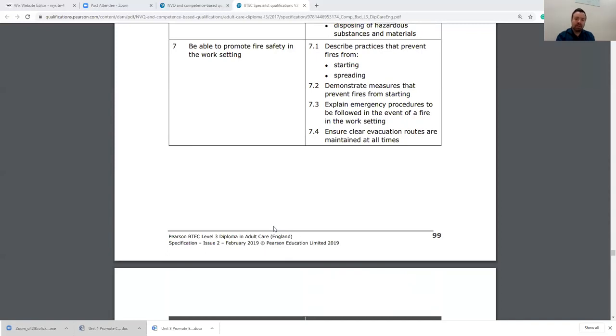7.3 is about explaining the emergency procedures to be followed in the event of a fire in a work setting. So normally, the first thing we would do is raise the alarm, if safe to do so. Now, it may be difficult for you to do that, so again, we can shout fire, fire, fire really loudly, or we would look for the red button, or maybe there's a smoke detector. So there's lots of different ways. If we're out and maybe we've got our phone, we could call the fire brigade.